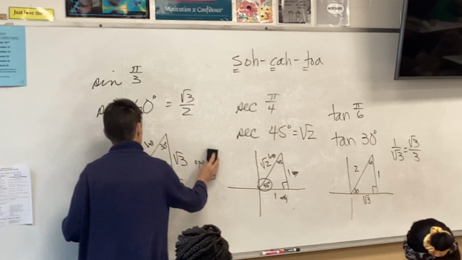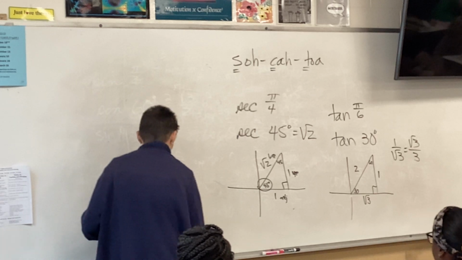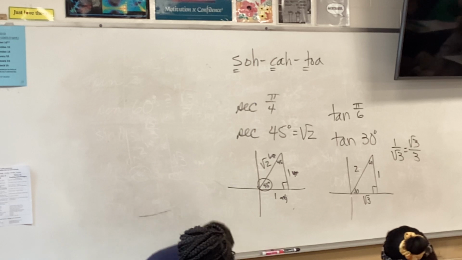Last one on your own, cosine pi over 3. On your own, figure it out. Cosine pi over 3.